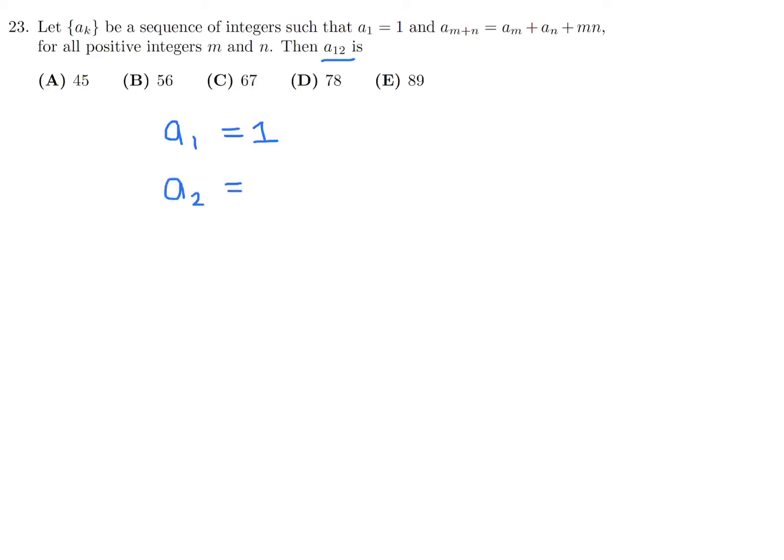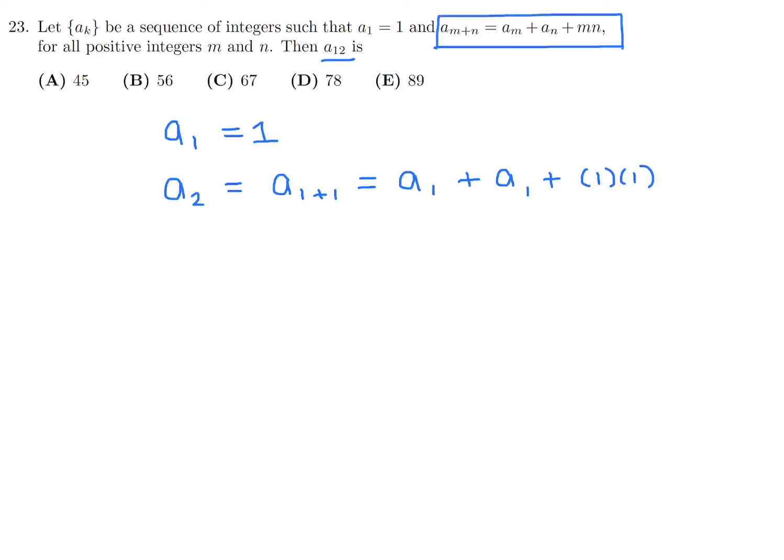So now let's figure out A2. A2 is essentially A1 plus 1. And therefore that would be A1 plus A1 plus 1 times 1. Correct? I'm just following this equation exactly the way they did it. So A1 is up here. It's 1 plus 1. And 1 times 1 is 1. So therefore A2 is equal to 3. I'll put that in there, A2.